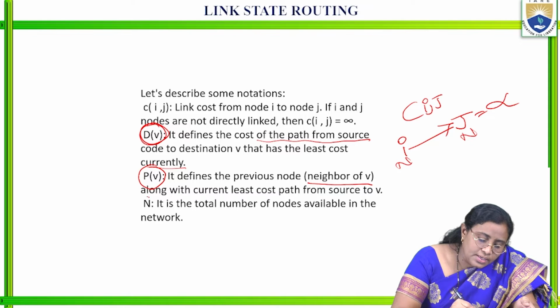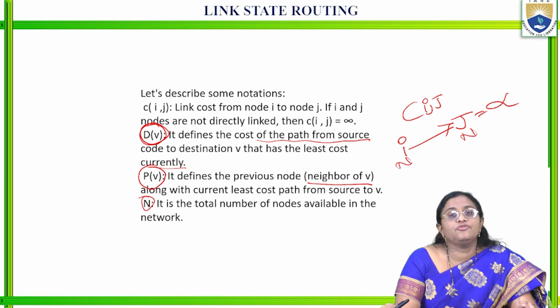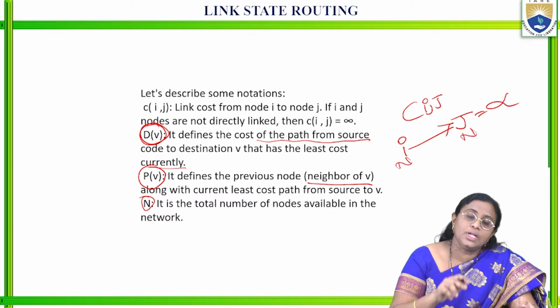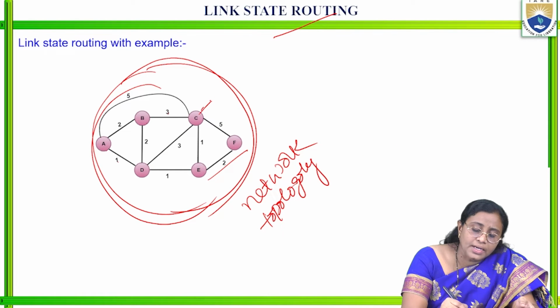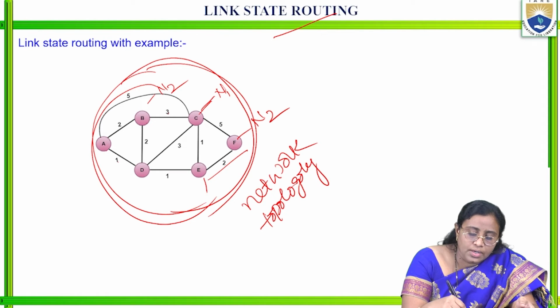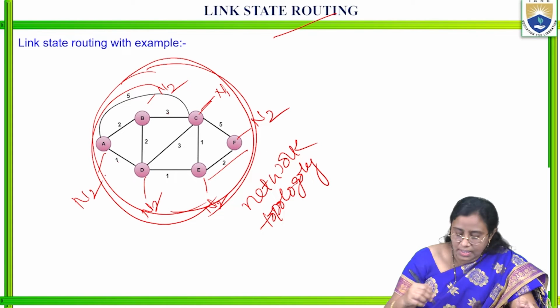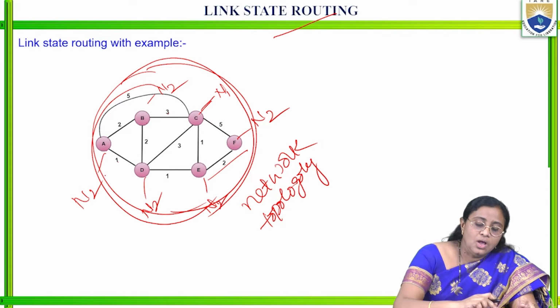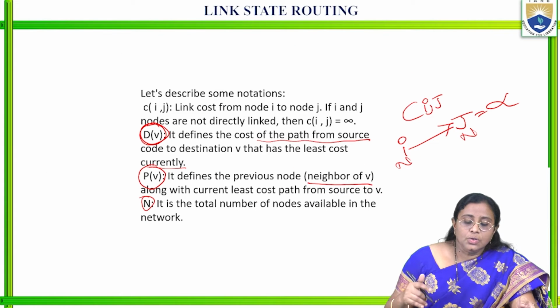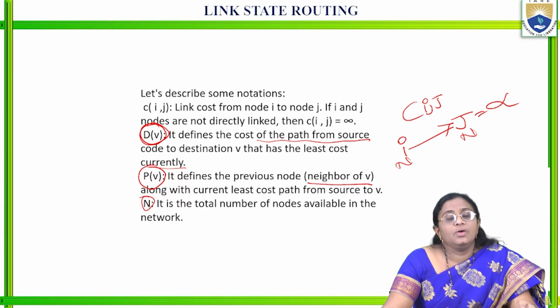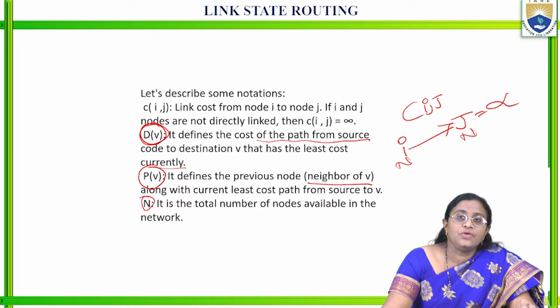Coming to the term N, it is the total number of nodes available in the network. That means in our given example, this is nothing but N, N1, N2. These are the nodes which should be determined or described while you are working with network topology in computer networks. This is the one network or subnetwork or network topology. So these are all the notations, and I want to recollect again C of Ij.